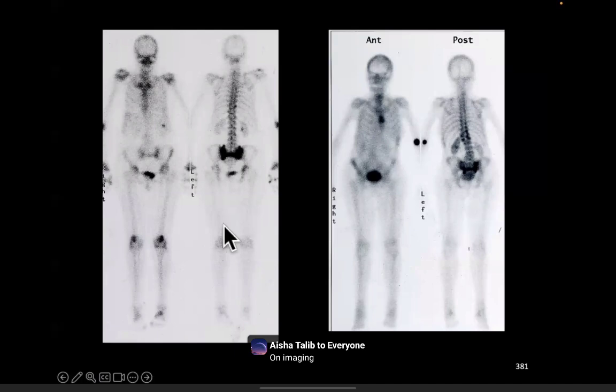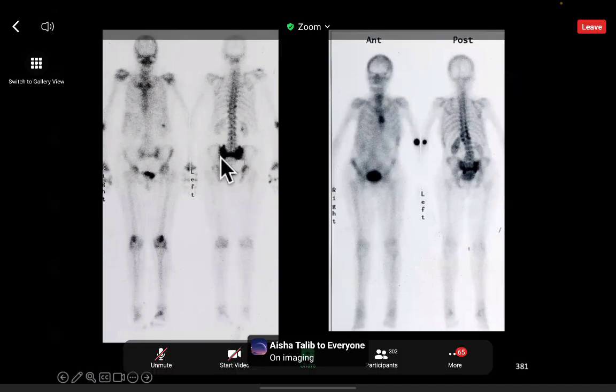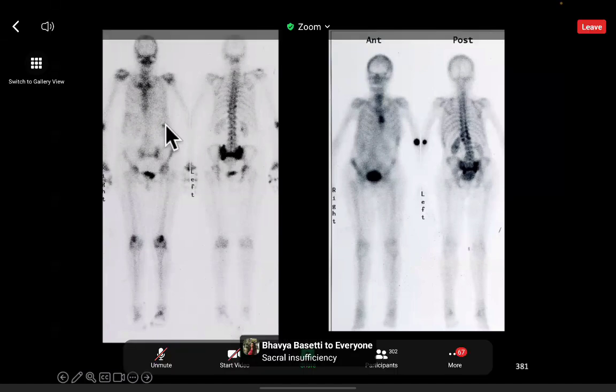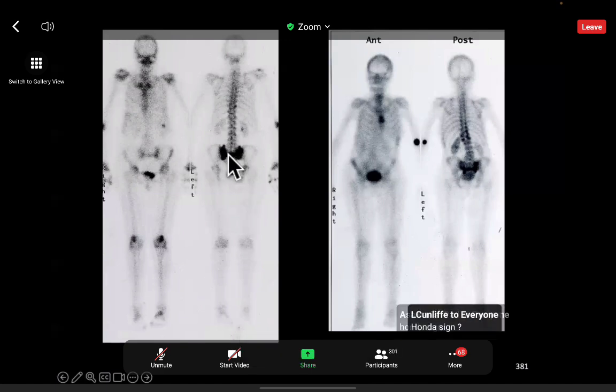Okay, the Honda sign in the sacrum. So this is a bone scan. We've got probably a bone fracture here in the rib, but this is the Honda sign of sacral insufficiency. We've also got a probable lesion in the sternum. This is a different patient. So we've got the Honda sign and they've got a sternal fracture. So it's likely to be osteoporosis or osteomalacia.